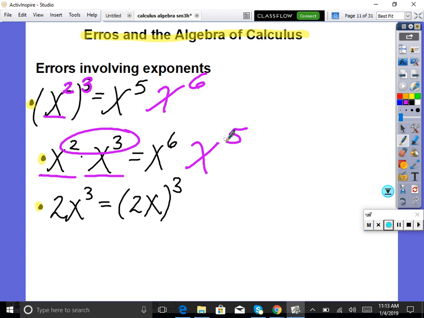Okay, good. We have a 2x to the 3rd. People will think both 2 and x are to the 3rd. If it's like this, it's 2, and then times by x to the 3rd. Agreed? Okay.